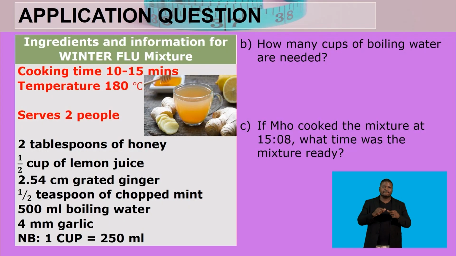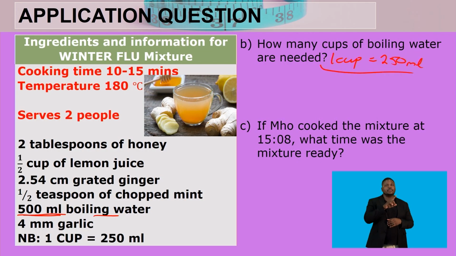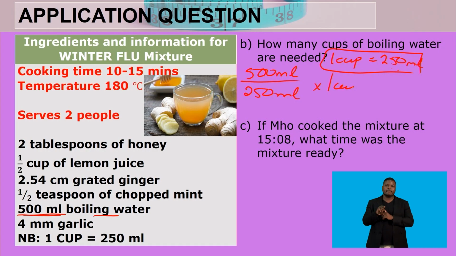the nutrients there. B says, how many cups of boiling water are needed? Let's check now then. We've got 500 milliliters of boiling water. Then it means we must use this conversion factor of cup to milliliters. Then we've got 1 cup is equals to 250 milliliters. This is your conversion factor. What are we calculating for? We are converting from milliliter to cups. So how many milliliters are we converting? 500 milliliters. We divide it by the same unit there, which is 250 milliliters multiplied by 1 cup.